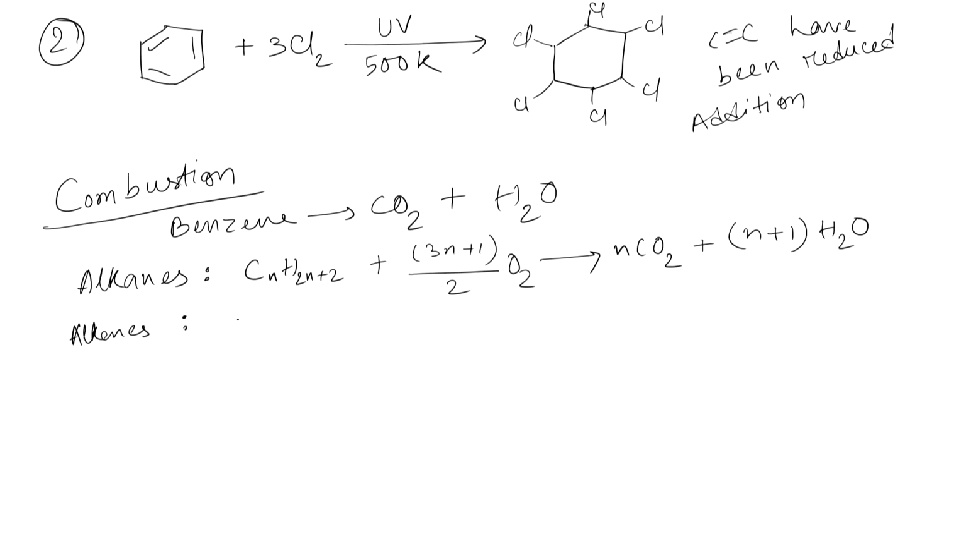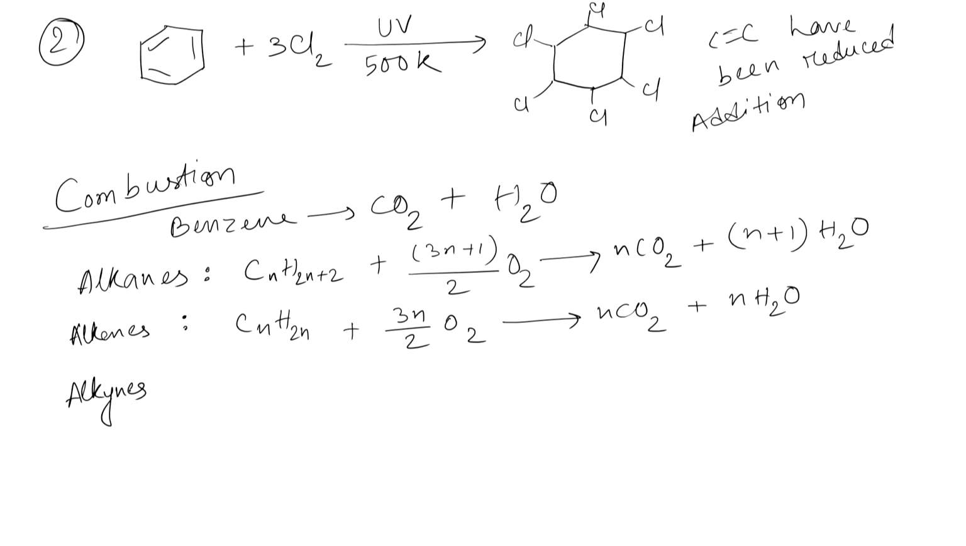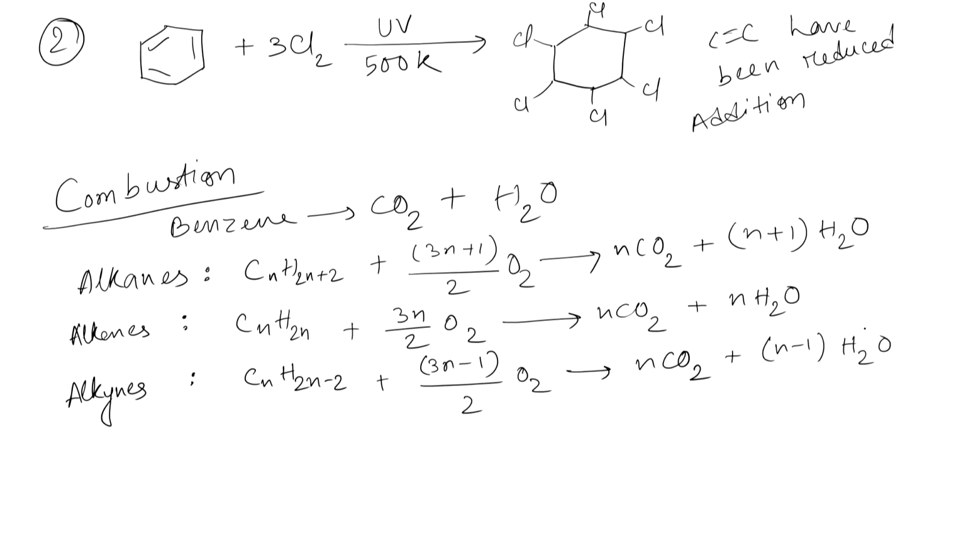For alkenes, we have this general formula CnH2n plus 3n by 2 oxygen, it will give nCO2 plus n water. Okay. For alkynes, the general formula is CnH2n minus 2 plus 3n minus 1 by 2 oxygen, and we have nCO2 plus n minus 1 water.